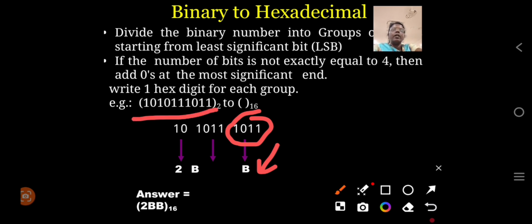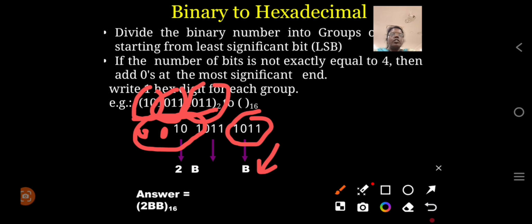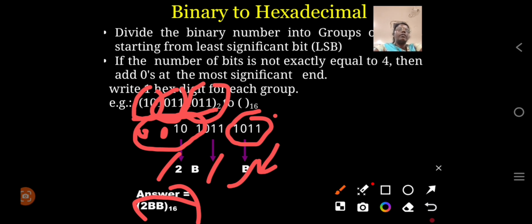So this is the number. The first 4 bits from the LSB position are 1011. The second group is 1011. The third group is only a 2-bit number, which is 10, so you have to add 2 more zeros, and you get 0010. So 1011 is B, and the second group 1011 is also B. Then 0010 is 2. So 2BB base 16 is the equivalent hexadecimal number for this given binary number.